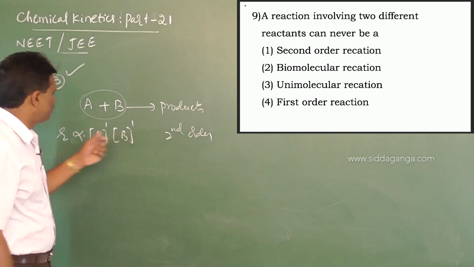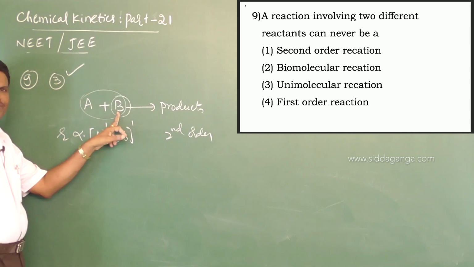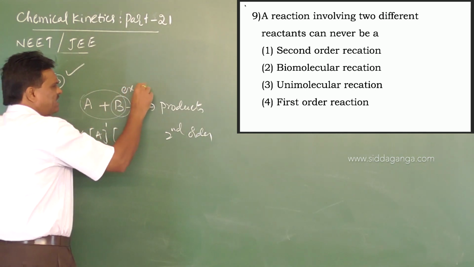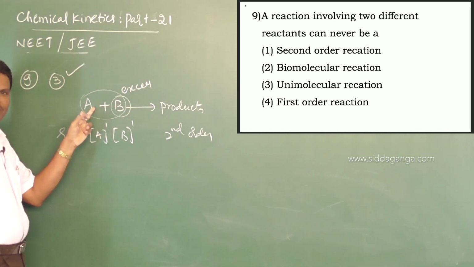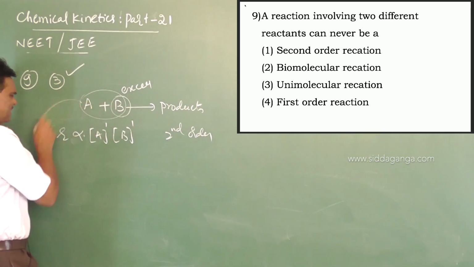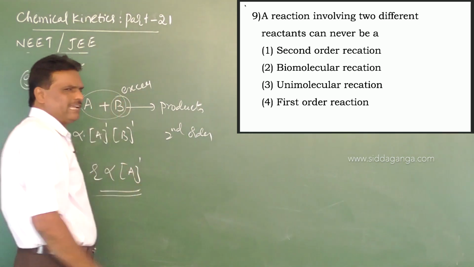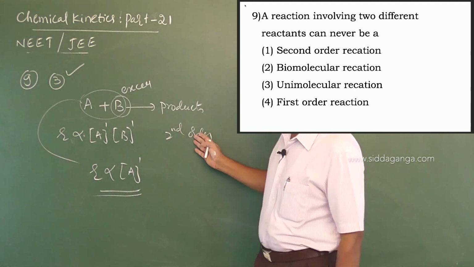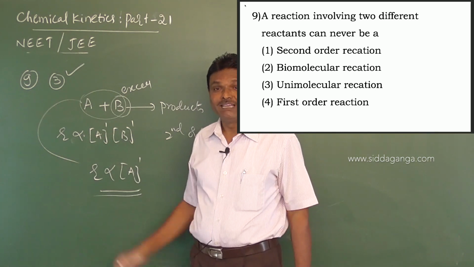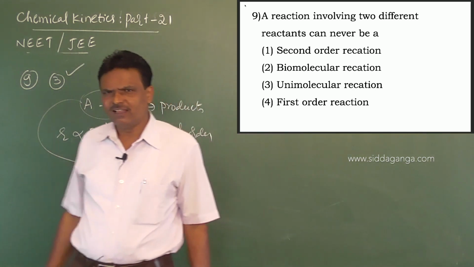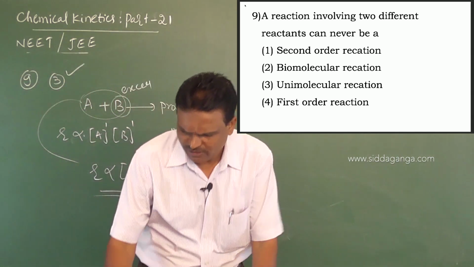First order reaction is also possible. This is a second order reaction, but if one of the reactants is used in large excess, by taking a higher concentration of B, the rate depends only on the concentration of A, not on the concentration of B. In such cases, the rate is proportional to the molar concentration of A only. Hence this second order reaction may be converted into first order. The fourth option is also possible, but it can never be a unimolecular reaction. So the third option. Next, another question.